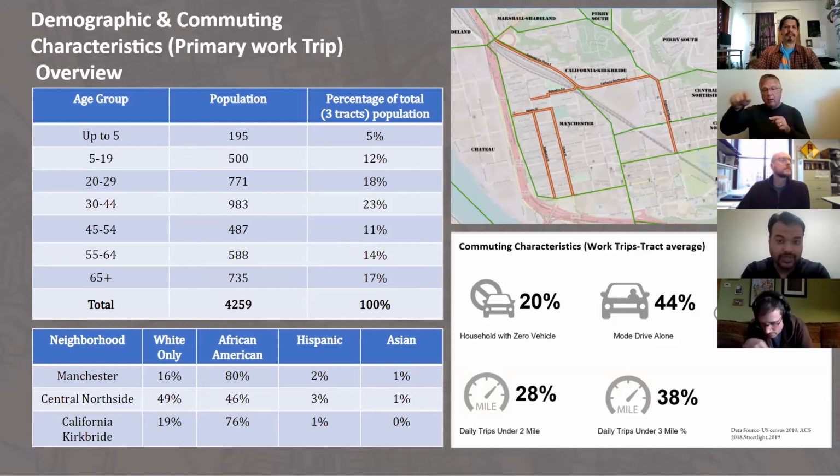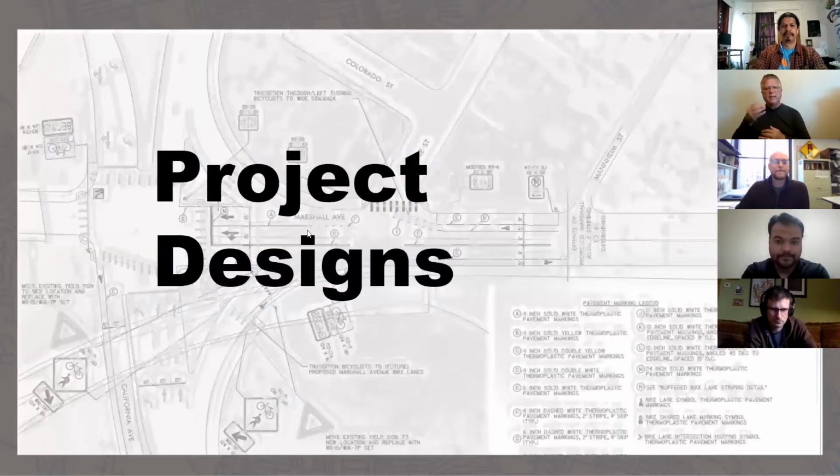So by ensuring bike infrastructure for all ages and abilities, we can turn a lot of these trips into bike trips, which will ensure social equity and also address environmental concerns for the whole neighborhood. Next slide, please.